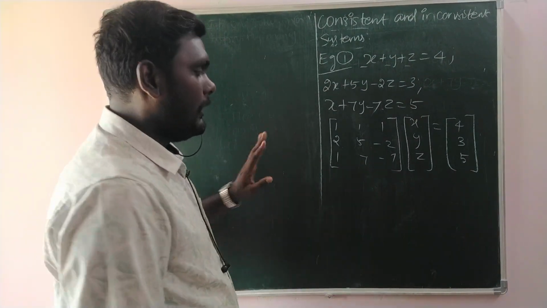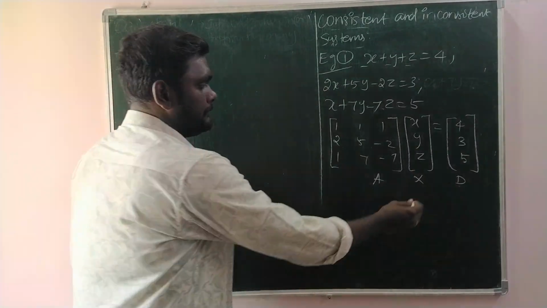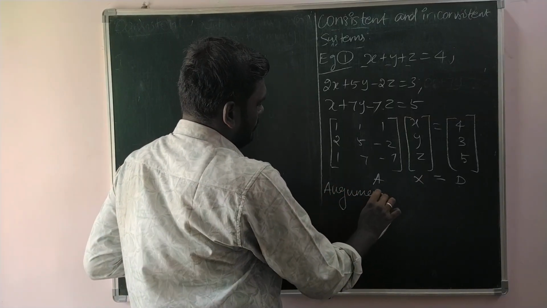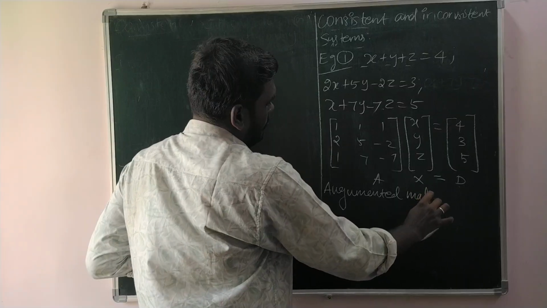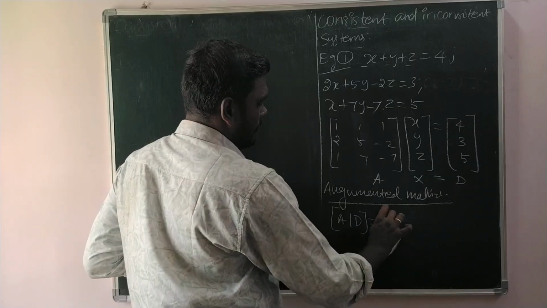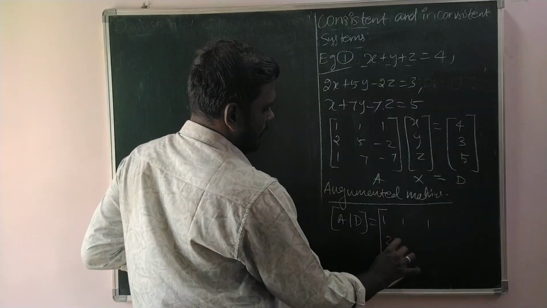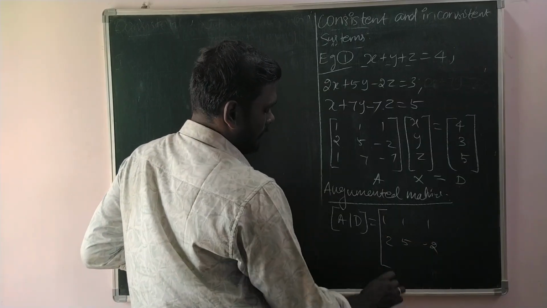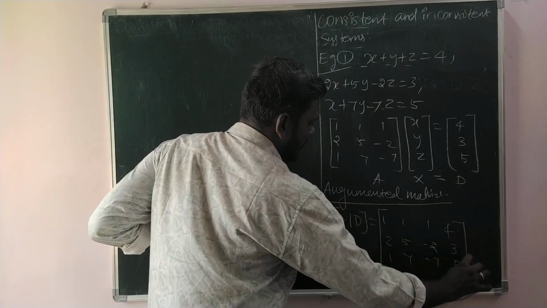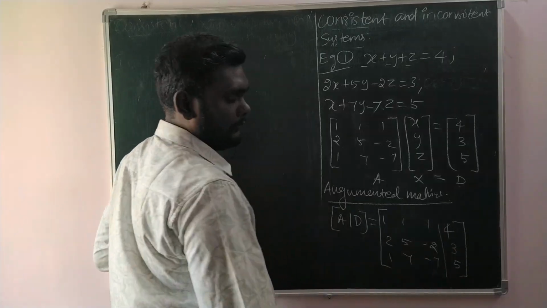Now we should write the augmented matrix. See, this is of the form Ax is equal to D. Okay, the augmented matrix A bar D. So that is this 1, 1, 1 and 2, 5, minus 2, 1, 7, minus 7. This row is 4, 3, 5. As I told you earlier, some people may put bar, some people may not put bar. I suggest you to put the bar just to understand.